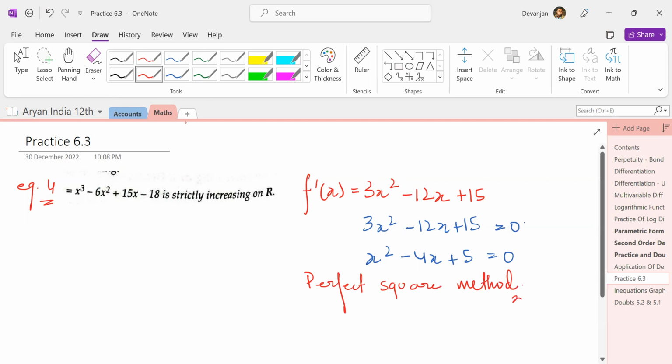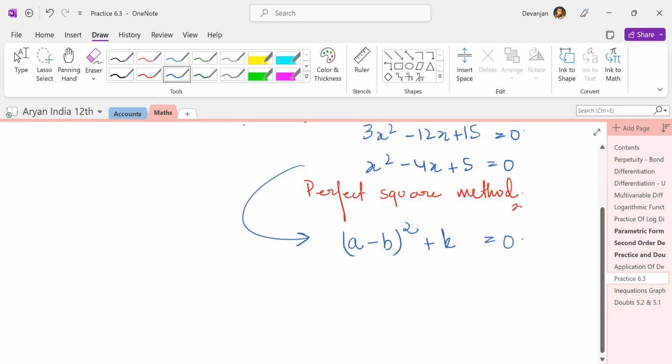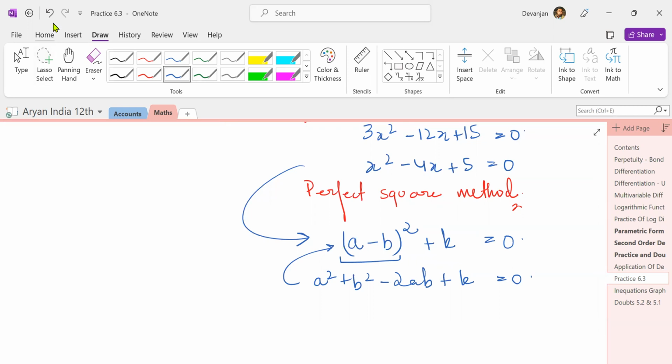Now in the perfect square method, what we will essentially do is we will try to make this equation look like a minus b whole squared plus k equal to 0. This is the standard form that we want for this equation. But if we want it to look like this, we have to first try to make it look like a square plus b square minus 2ab plus k equal to 0. Only then can we get this.